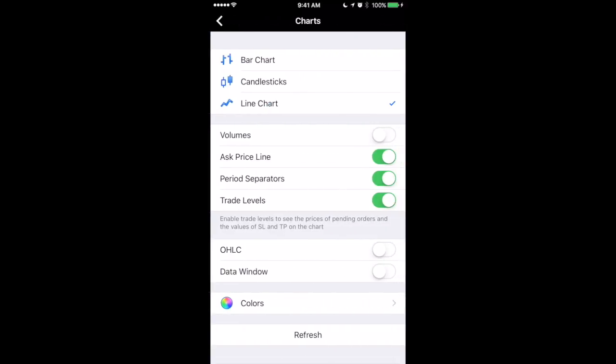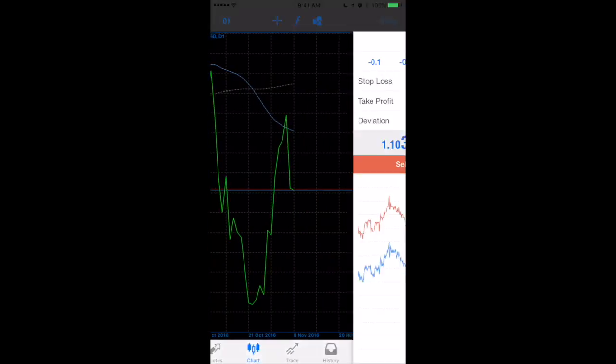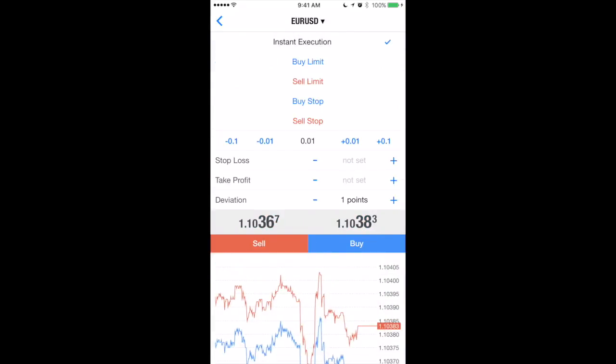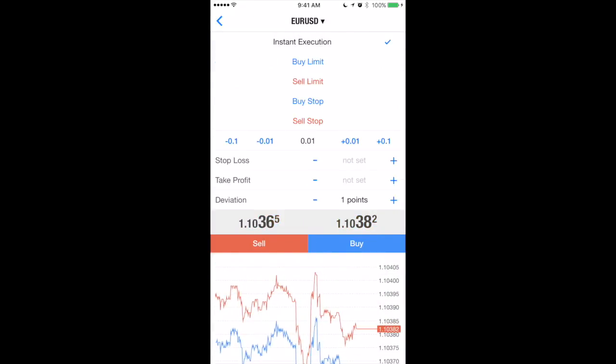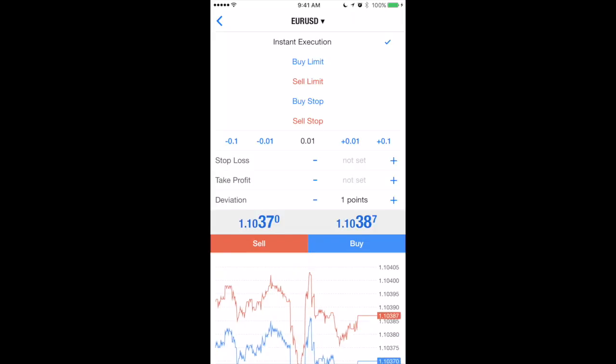Settings. Let me see. Trade level. So that's like if you have a trade that's been placed, it'll show you where it is. We can do that right now. Just click trade at the top. This is for Euro USD. You can change it. Instant execution or by limit is if you're going to put the order above or below, like buy or sell limits, buy and sell stops.